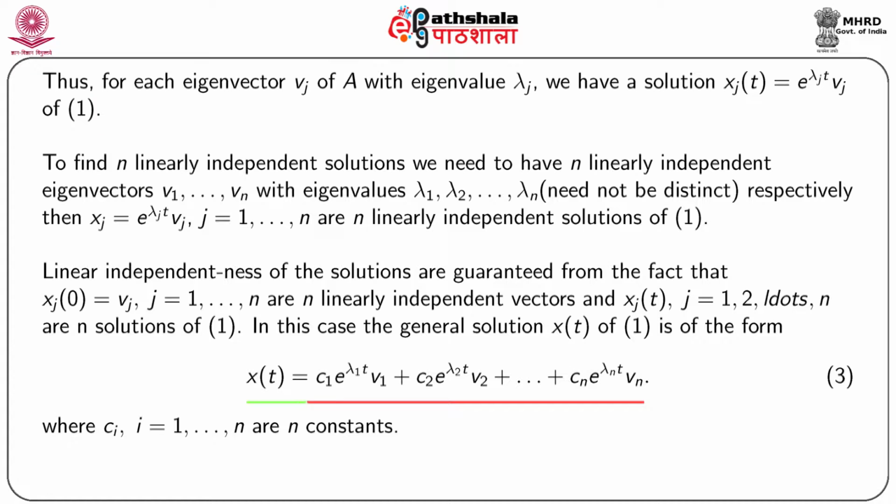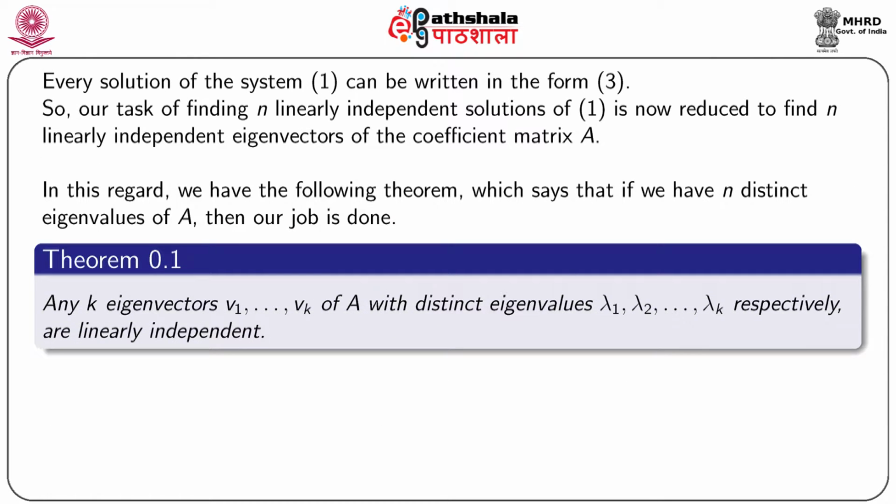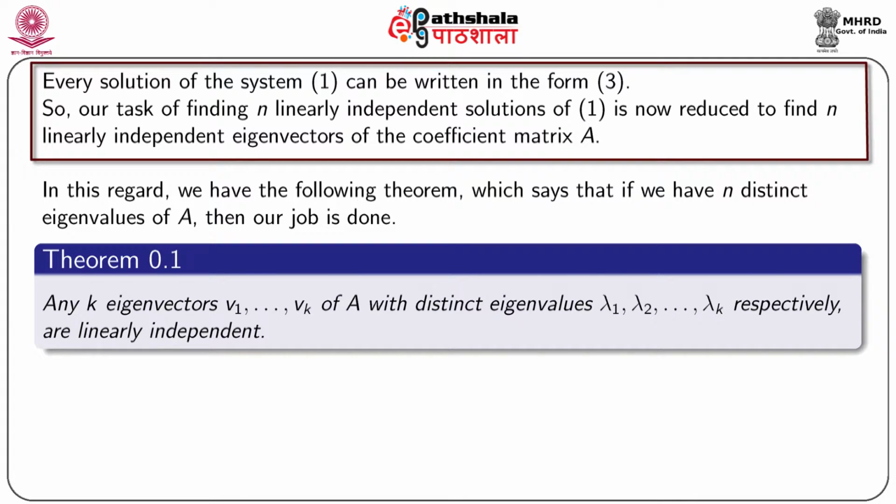In this case, the general solution x(t) of 1 is of the form x(t) = c1 e^(λ1 t) v1 + c2 e^(λ2 t) v2 + ... + cn e^(λn t) vn, where ci, i = 1, 2, ..., n are n constants. Every solution of the system 1 can be written in the form of equation 3.